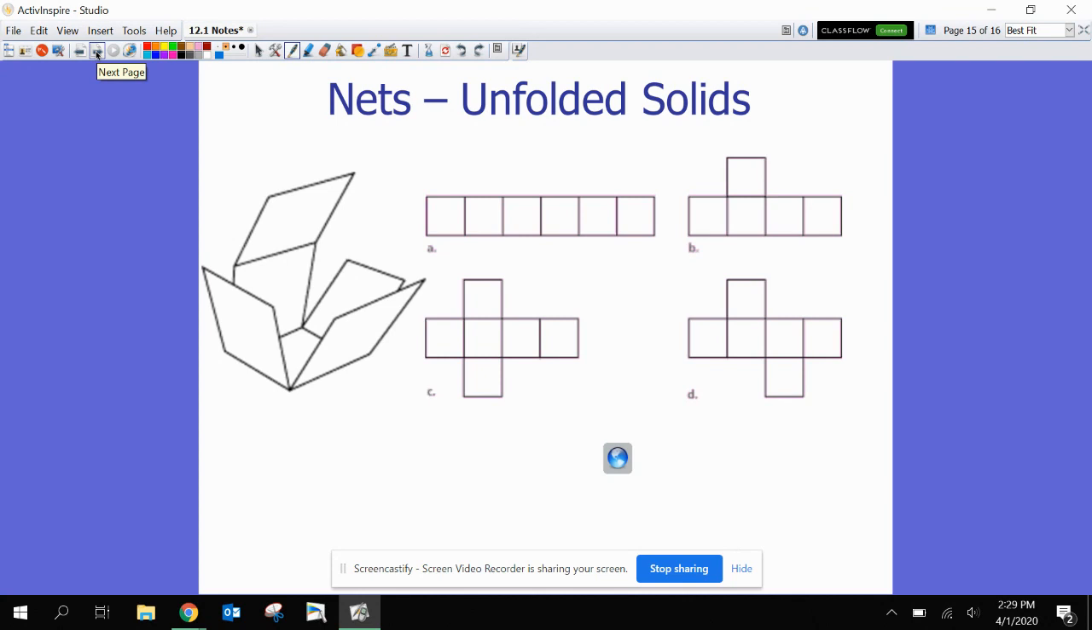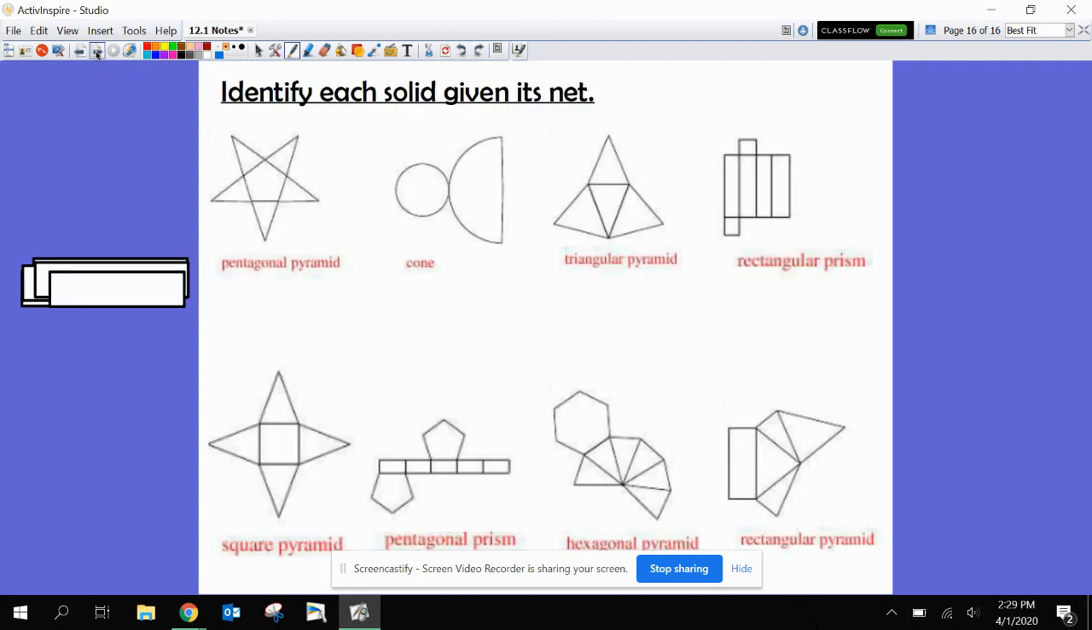A net is a two-dimensional representation of a 3D solid. Basically, what you're going to do is take a 3D solid and unfold it into a two-dimensional object here. So what I've got here for you is the types of test questions that you'll see. I'm going to give you a net, like let's say this one right here, and I ask you, okay, if you folded this thing up and made a three-dimensional solid, what object would it be? In this case, it's a pentagonal pyramid.